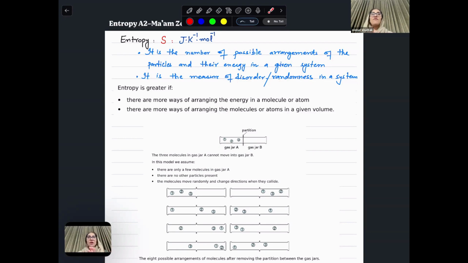Entropy is the number of possible arrangements of particles. You can see this on the screen. It is the number of possible arrangements of the particles and their energy in a given system. The more the possibilities of the arrangement, the more the chances of disorder. If there are two places, less disorder. Three places where you can put the particles, more chances of disorder.